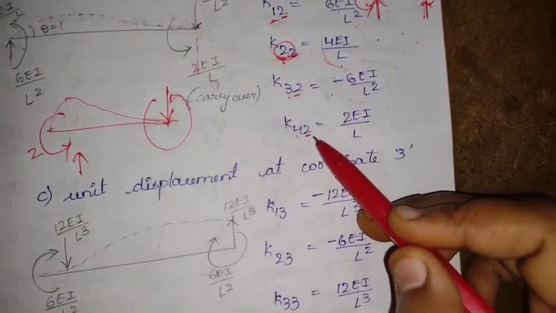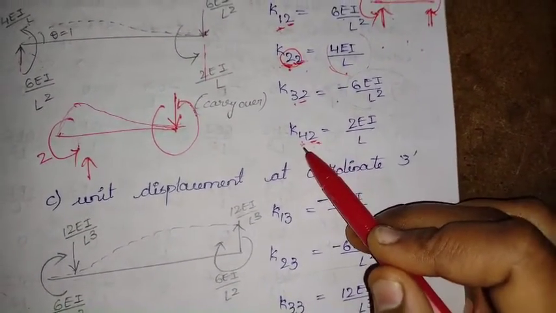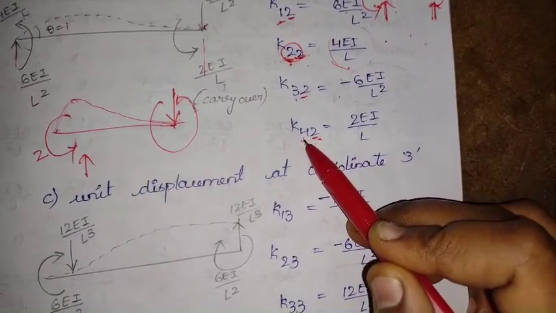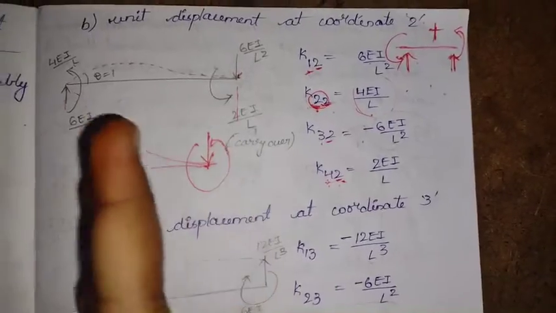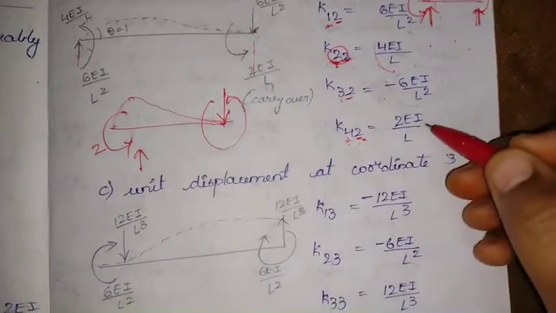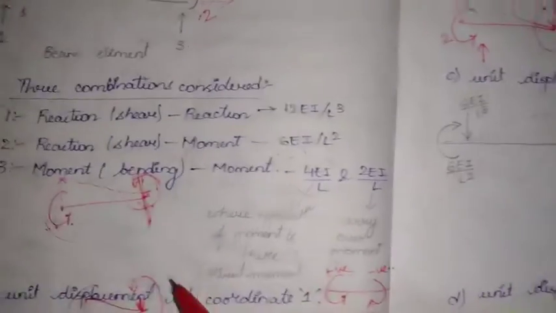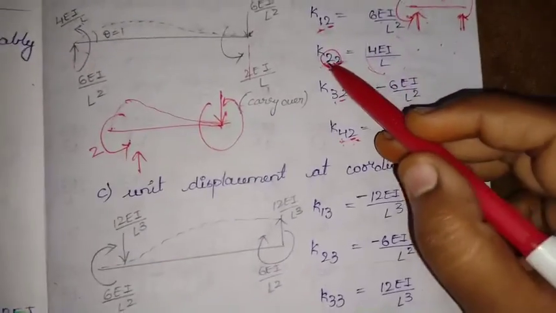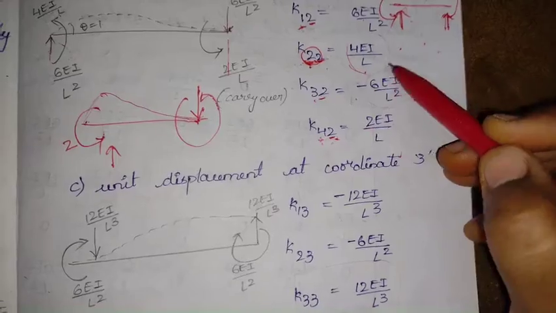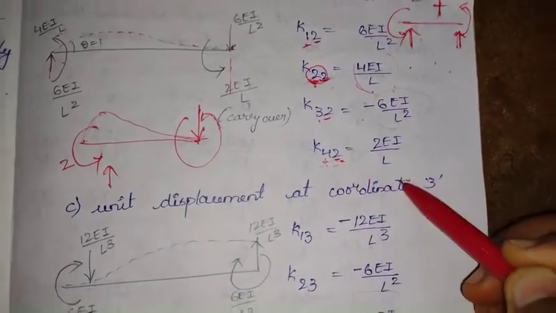And K42, both are moments, but this is a different node. That is, we are seeing the carryover of that. How this moment is carried over to that point, that is 2EI by L. Whenever both are moments, we will take 4EI by L and 2EI by L. Whenever they are the same, it is 4EI by L. Whenever they are different, it is 2EI by L.